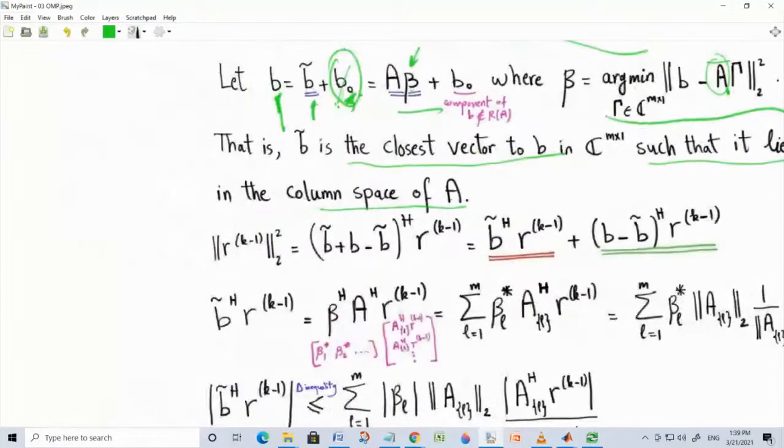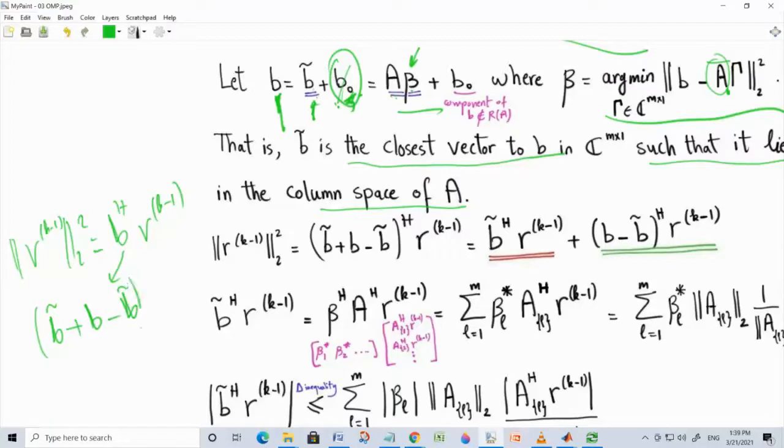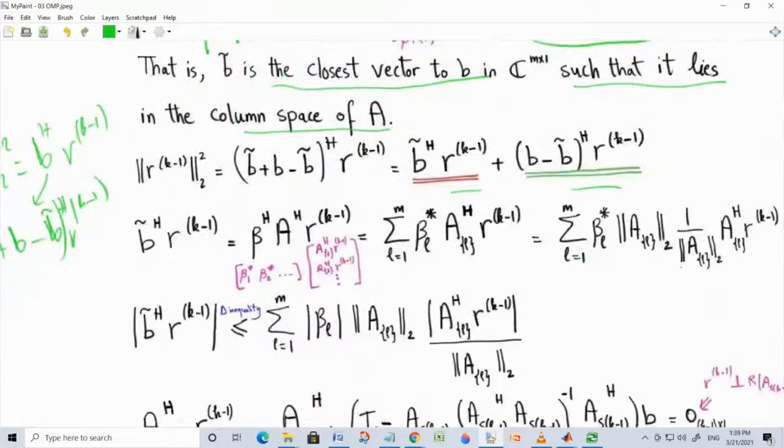And so this guy here, we proved that the L2 norm squared of R_{k-1} is equal to b Hermitian R_{k-1}. So what you will do is take this b and write it as b tilde, which is the component of b in the range of A, and then you add b minus b tilde, Hermitian, R_{k-1}, and then you split this into two components.